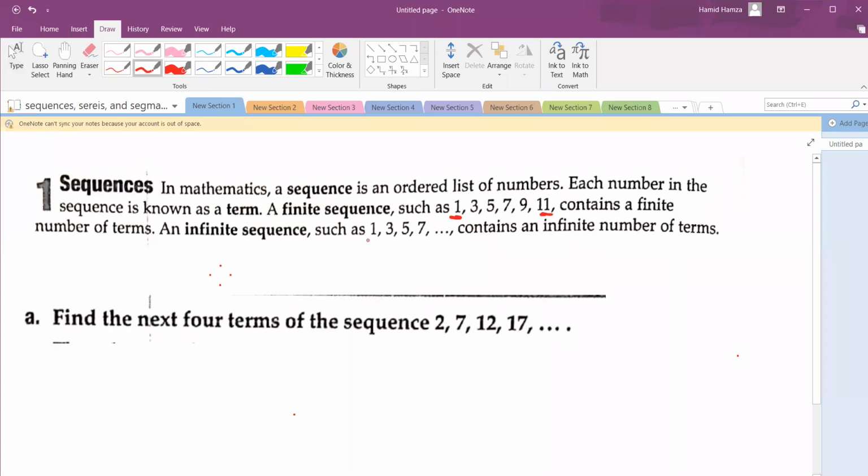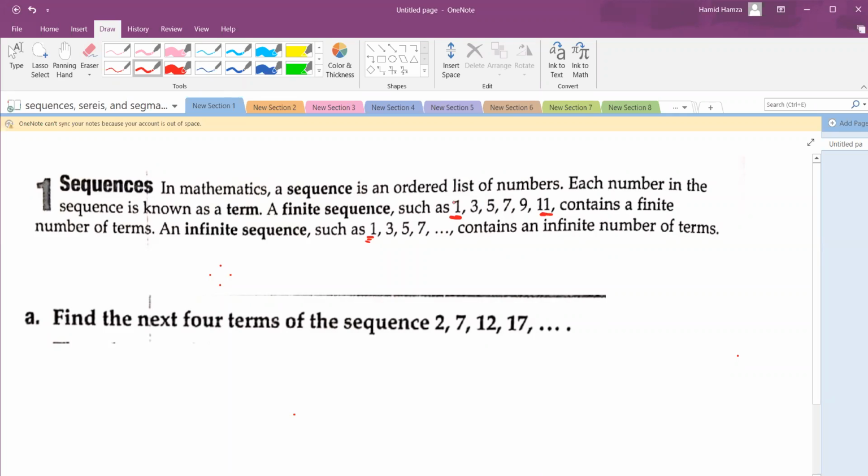If I know the first term but it keeps going to infinity, I don't know what the last term is, so I can't count how many terms there are in this kind of sequence. But with this one, I can know the first term, the last term, and how many terms there are. Like this one, 1, 2, 3, 4, 5, 6. So this sequence has 6 terms.